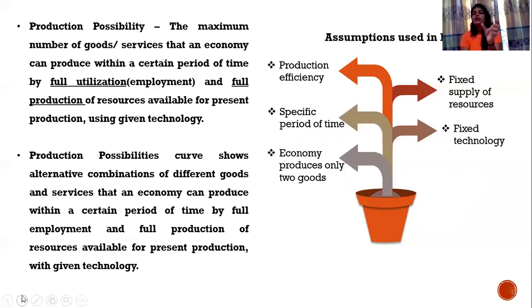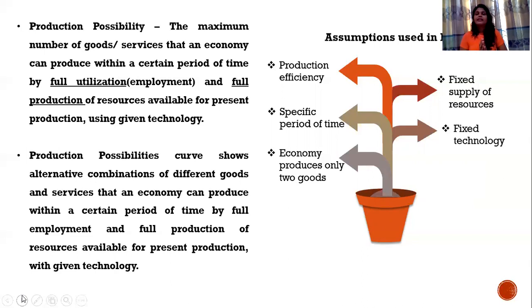This full employment and full production are the two conditions that are required to achieve production efficiency. And if any of these conditions are not met, then the production is inefficient. And the production possibilities curve shows the alternative combinations of goods and services that an economy can produce within a certain period of time by full employment and full production of resources available for present production with given technology. That is simply, the curve shows the production possibility of an economy.